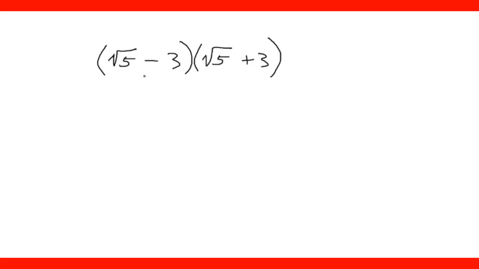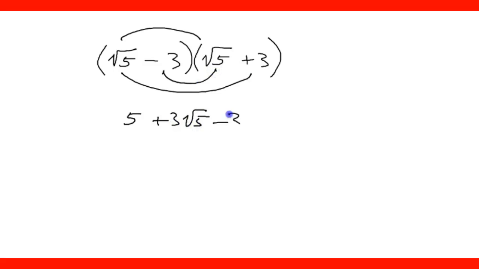Alright, here we have two binomials, but they're identical except for one's a plus and one's a minus. So you should expect that when we get done multiplying, I would have the difference of squares. Well, let's see what happens. Here's my F, those are buddies, and they give me 5. My O is plus 3 radical 5, and my I is minus 3 radical 5.